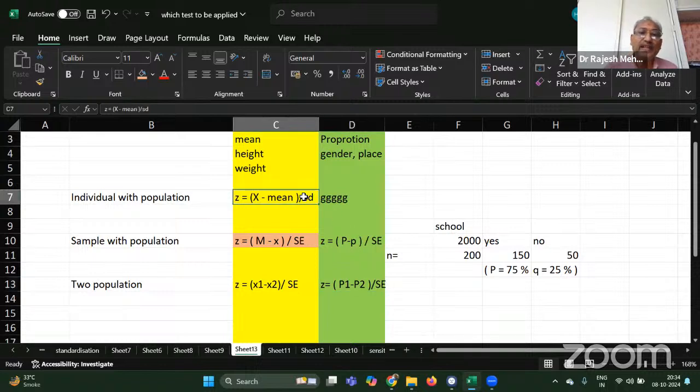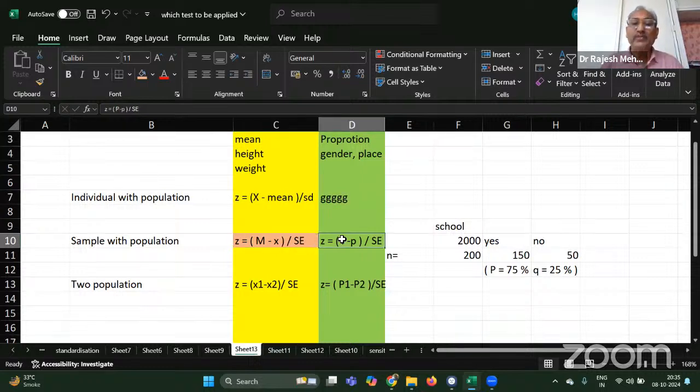Basically, the standard deviation was finding out how far they differ, in terms of how many standard deviations away, between the mean and the observed value. In this case, sample mean and population mean, how far they differ. Here, the sample proportion and population proportion, how far they differ in terms of standard error. Here, between two means, what is the difference in terms of standard error? Between two proportions, what is the difference in terms of standard error? All these Z's say that the expected value and the observed value, that difference we are looking at.